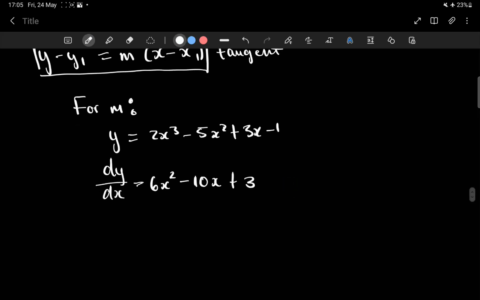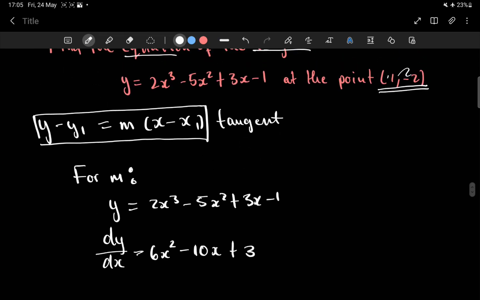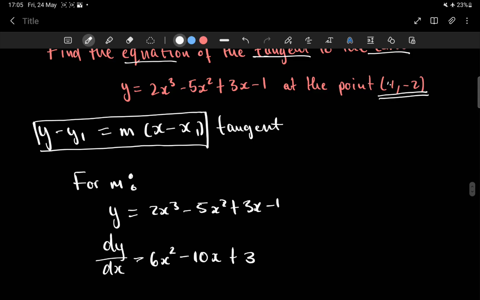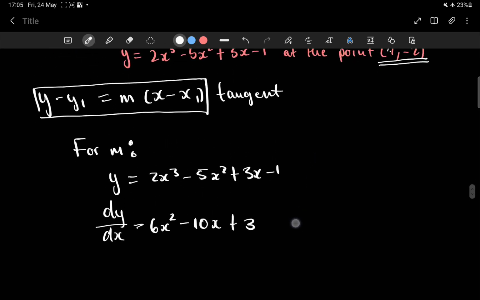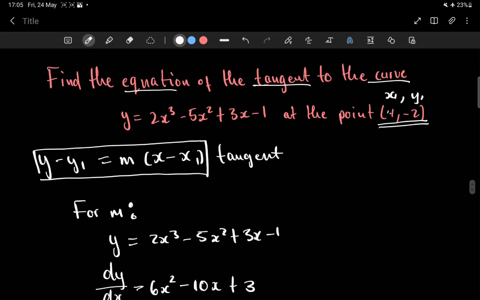So here we can see that we need to know the point where we are. Where are we? We are at the point 1 comma minus 2. This is the x, this is the y. Remember that, which will be our x1 and y1, right? So now we've been told the x, it is 1, okay?